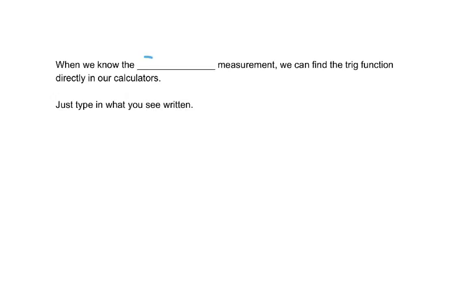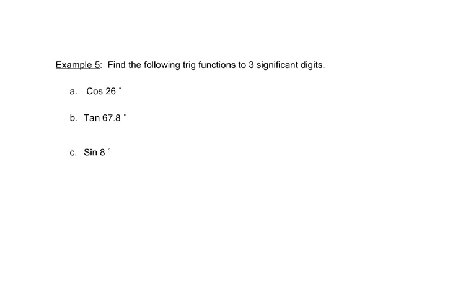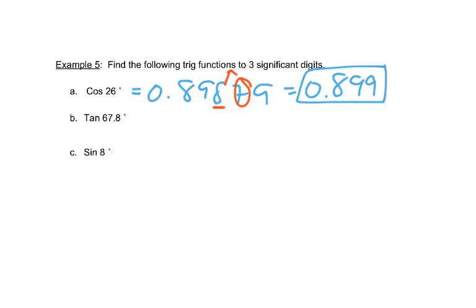When we know the angle measurement, we can find the trig function directly in our calculators, and you just type exactly what you see. So here you type cosine of 26, and it says three significant digits. You see 0.89879. Three significant digits would be right here. This tells us to go up, and we get 0.899.